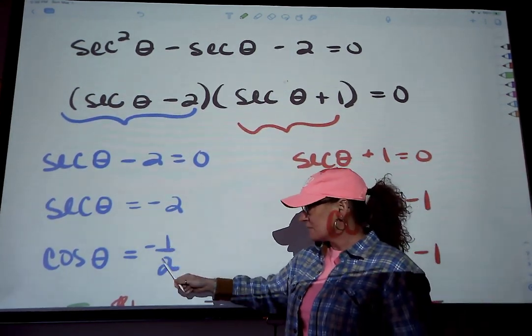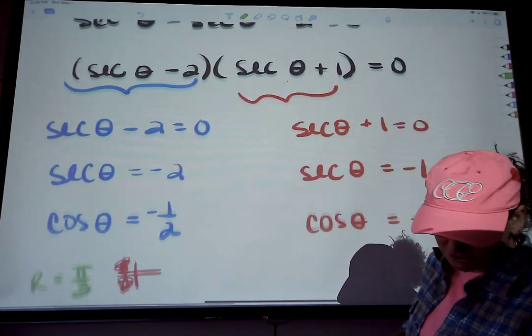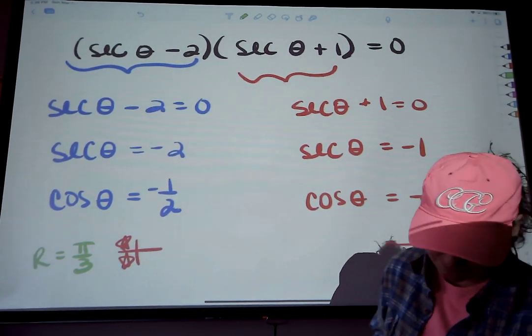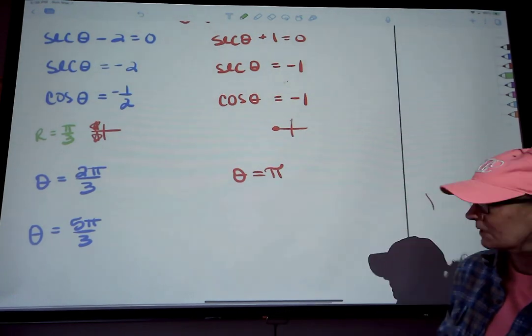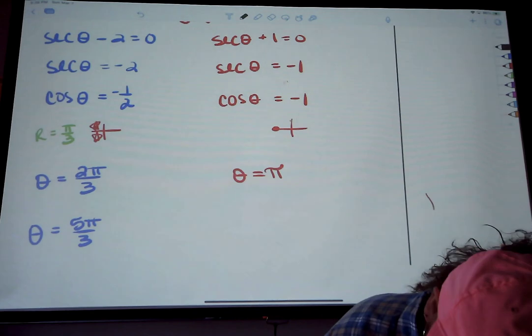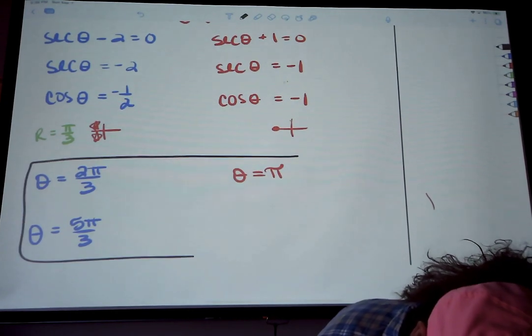And then I'm going to do my reference angle, my quadrants, so on and so forth. Unit circle. And I get 2 answers out of this one, 1 answer out of this one. So it turns out I got 3 for this.